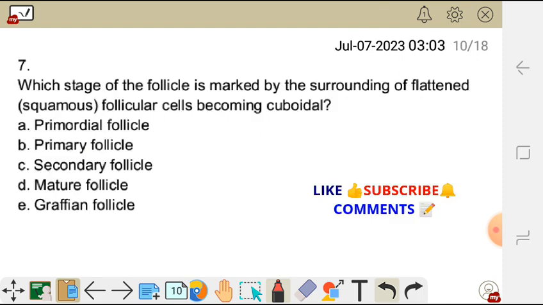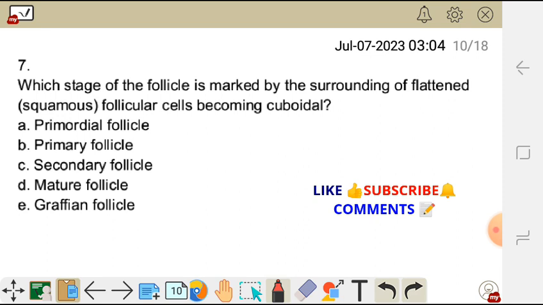We move on to question 7. Which stage of the follicle is marked by the surrounding flattened follicular cells becoming cuboidal? A. Primordial follicle. B. Primary follicle. C. Secondary follicle. D. Mature follicle. And E. Graafian follicle. So the stage is the primary follicle.